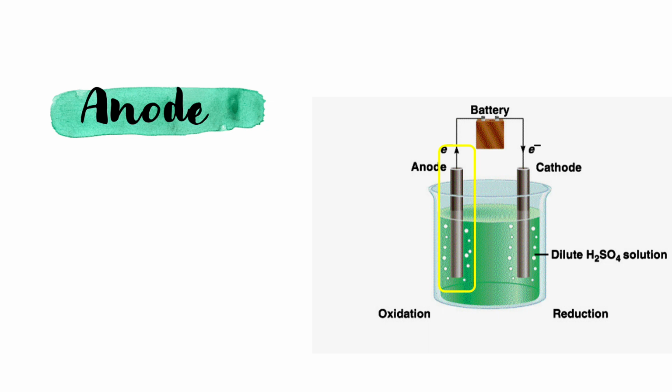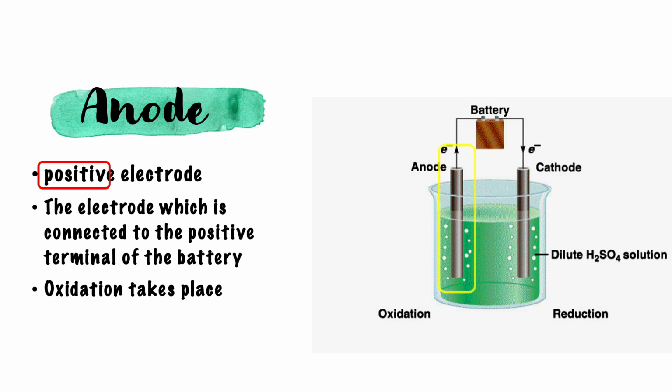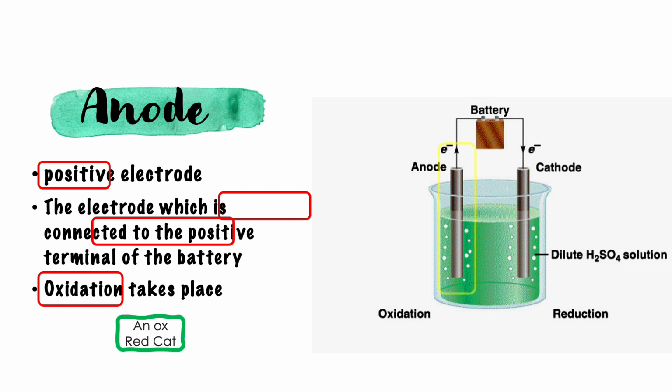Unlike a voltaic cell, the anode in an electrolytic cell is a positive electrode which is connected to the positive terminal of the battery. Anode in an electrolytic cell is where the oxidation reaction takes place. This, on the other hand, is the same as in a voltaic cell. Remember the AN OX RED CAT?